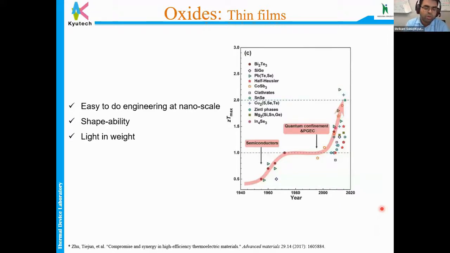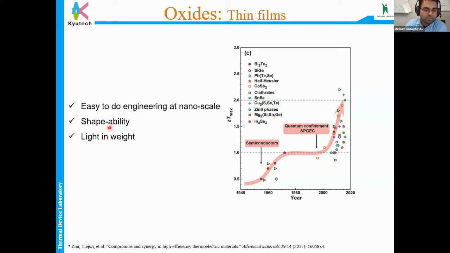So now in the bulk material, you can do different kinds of doping, different kinds of material incorporation, to change the parameters and tune to reach the higher ZT which you require. Now, if you change this to thin film form, thin films help in many cases. Thin films are light in weight, and shapeability gives you freedom. You can shape them into different curved structures, or make different styles and structures easily.